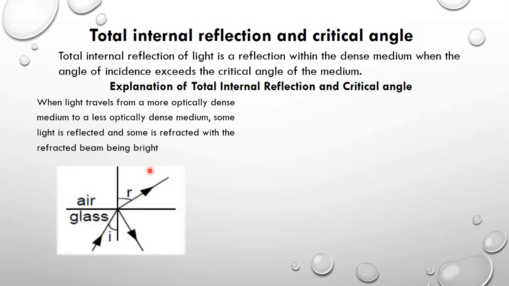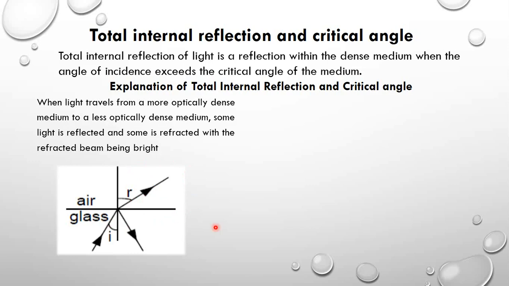So the light rays from, for example, glass to air are going to undergo partial reflection and partial refraction, but more of the light is going to be refracted.